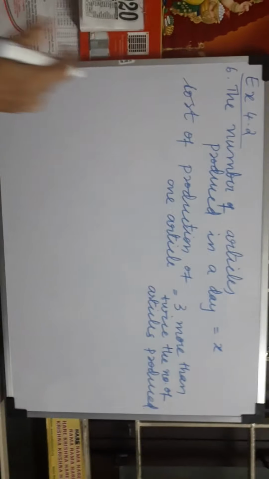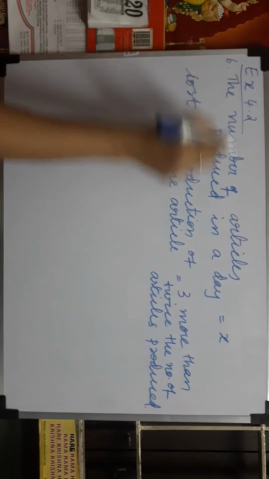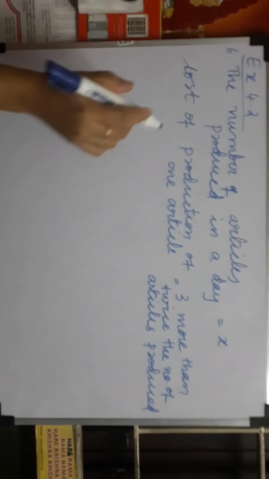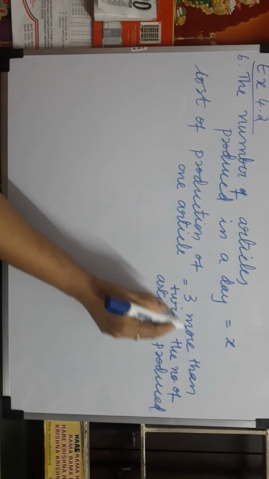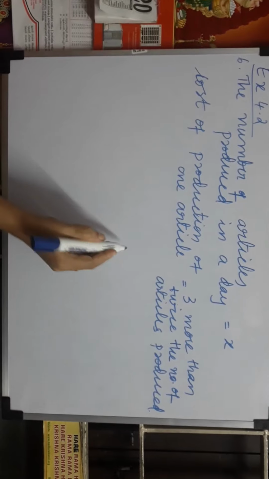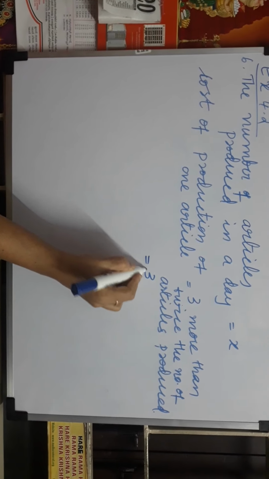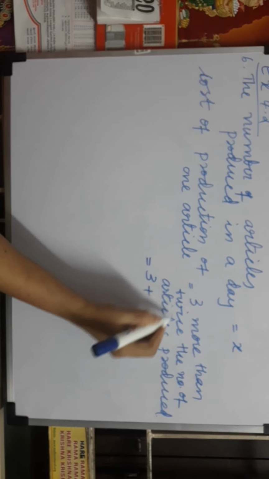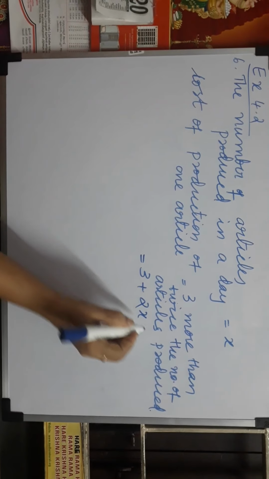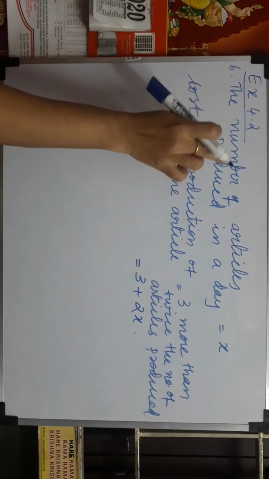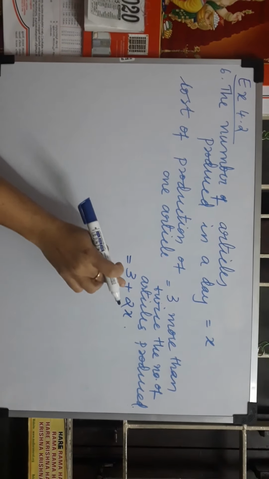According to the question, we take the number of articles produced on a day as x. The question gives the sentence: the cost of production of one article is equal to 3 more than twice the number of articles. That means 3 more than means 3 plus, and twice means 2 into the number of articles produced, which we have taken as x. So the number of articles produced on the day is x and the cost of production is 3 plus 2x.